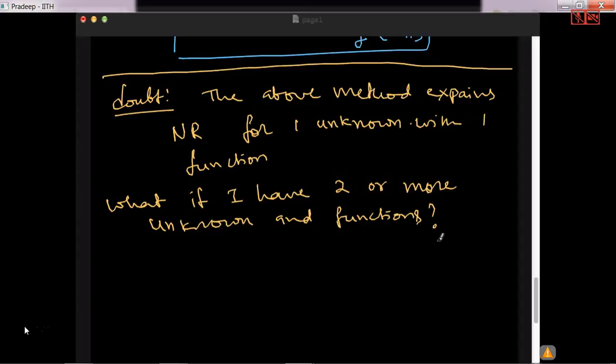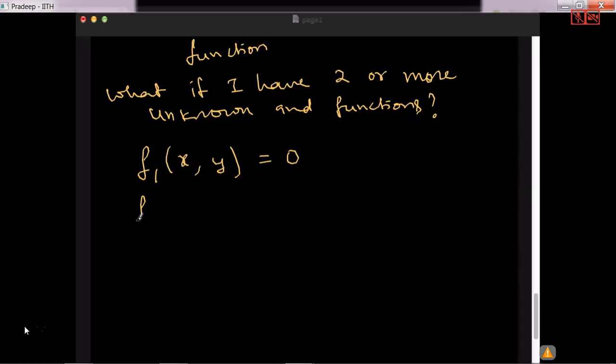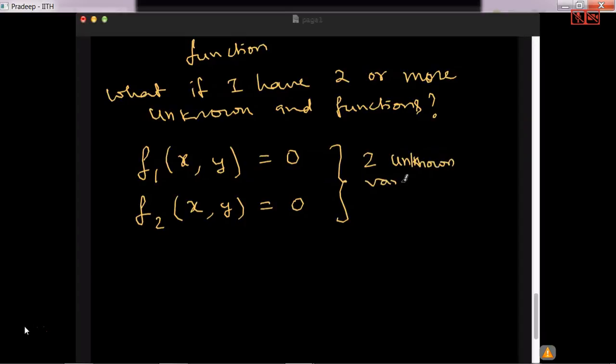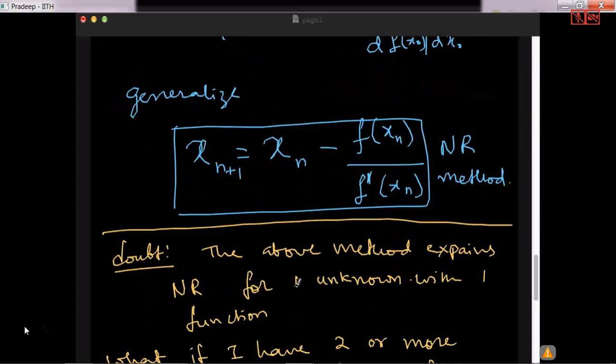f1 in the variables x and y equal to 0, another function f2 again in the variables x and y equal to 0. So I have two unknown variables, x comma y, and two functions f1, f2. But then see, if it is a straight line equation, you know how to solve it. But if it is non-linear functions, how to solve it using Newton-Raphson? So quickly reviewing, if I have just only one function, then this is a procedure.